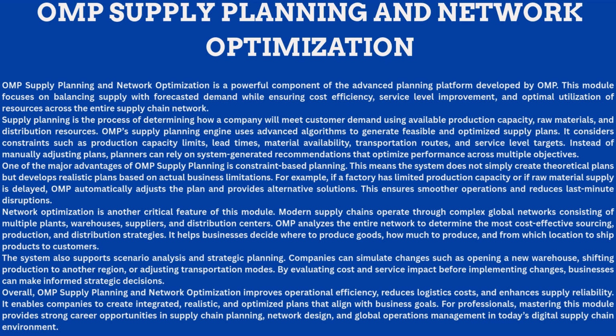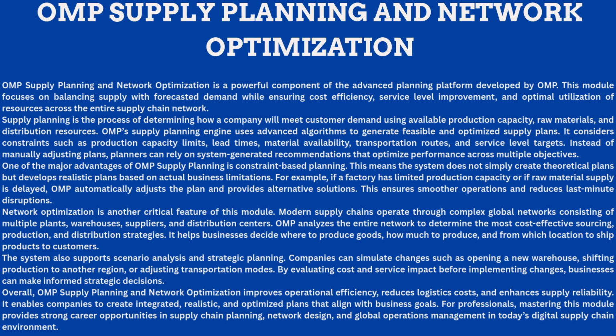Supply planning is the process of determining how a company will meet customer demand using available production capacity, raw materials, and distribution resources. OMP's supply planning engine uses advanced algorithms to generate feasible and optimized supply plans. It considers constraints such as production capacity limits, lead times, material availability, transportation routes, and service level targets. Instead of manually adjusting plans, planners can rely on system-generated recommendations that optimize performance across multiple objectives.